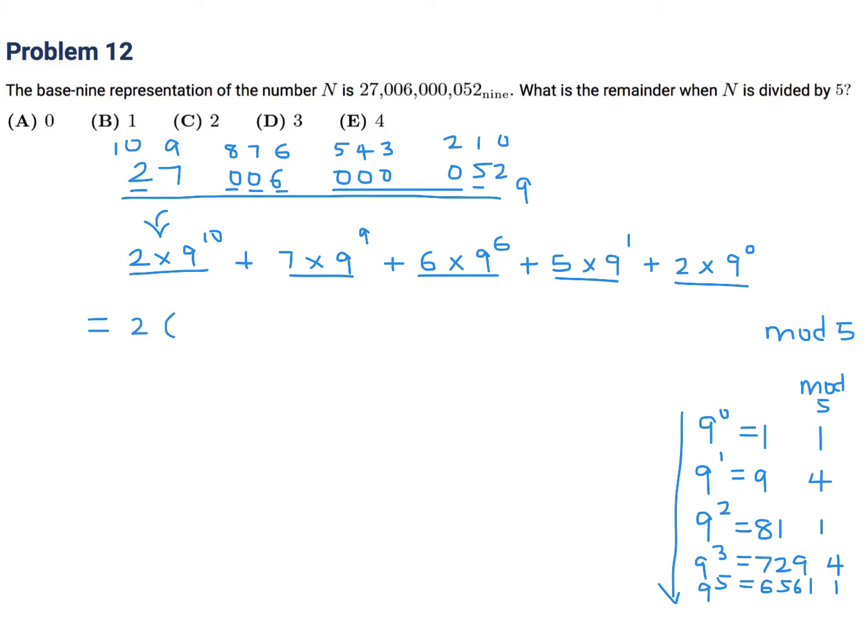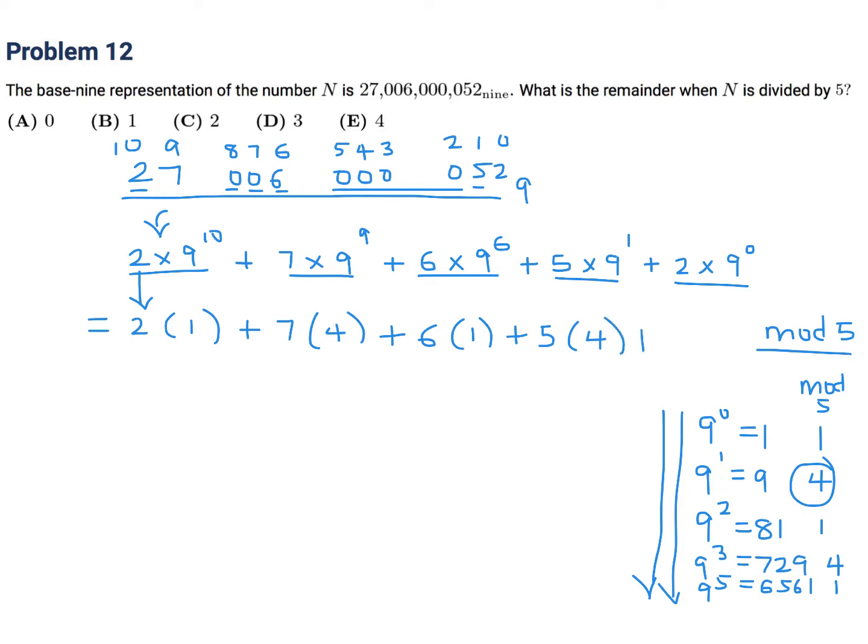So we'll just put 2, this 2, but then since we're doing mod 5, it would be a 1 here. Similarly, the 9 to the power of 9 mod 5 is 4, which we can get from that list. 9 to the power of 6 mod 5 is 1. 9 to the power of 1 mod 5, well, that one we know from that list, actually. It's 4. And then finally, this is, of course, just 1.